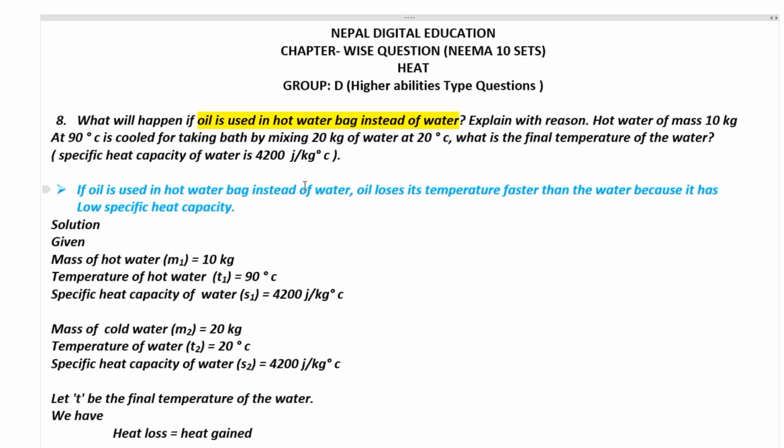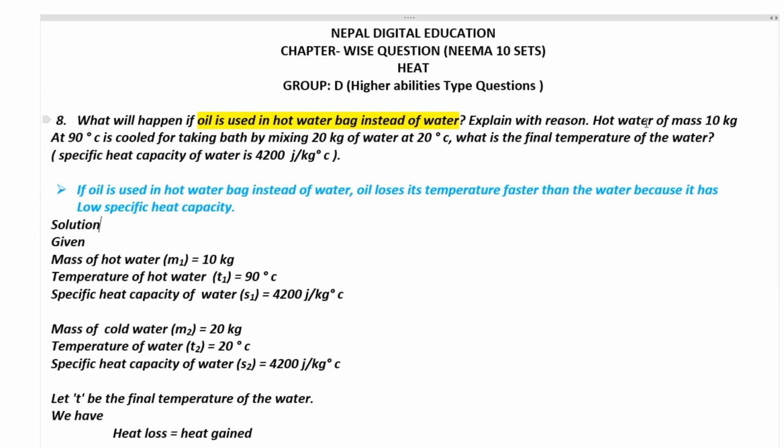Let us look at the next problem, problem number 8. What will happen if oil is used in a hot water bag instead of water? Explain with reason. If oil is used in a hot water bag instead of water, it simply loses its temperature faster than water, because oil has low specific heat capacity than water.